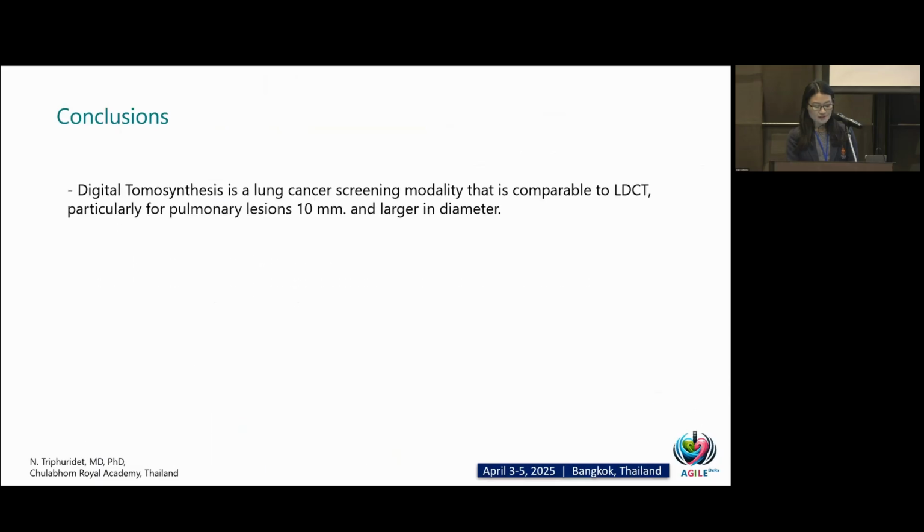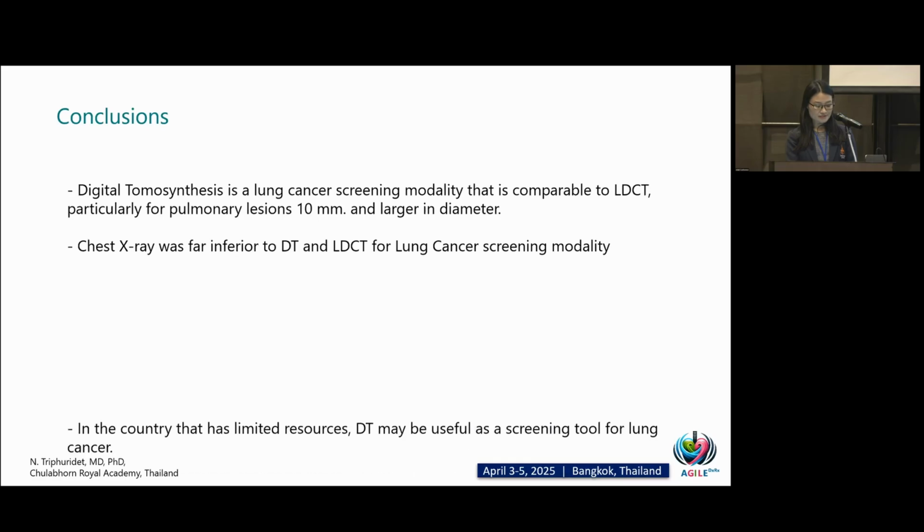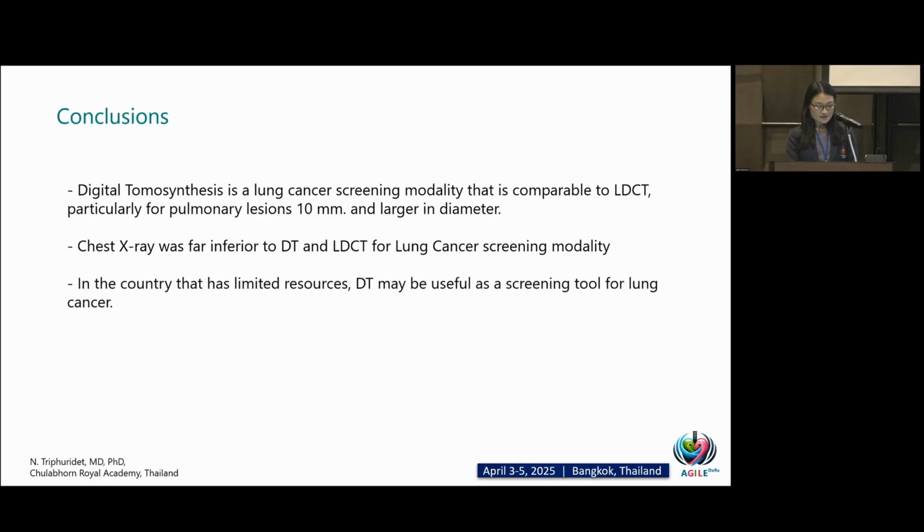In conclusion, digital tomosynthesis is a lung cancer screening modality that is comparable to low-dose CT, particularly for pulmonary lesions 10 mm and larger in diameter. Chest X-ray was far inferior to digital tomosynthesis and low-dose CT as a lung cancer screening modality. In countries with limited resources, digital tomosynthesis may be useful as a screening tool for lung cancer. Thank you very much.